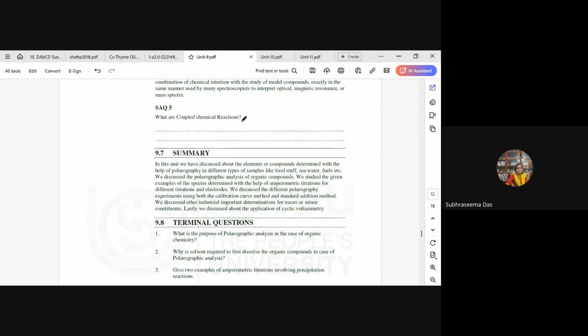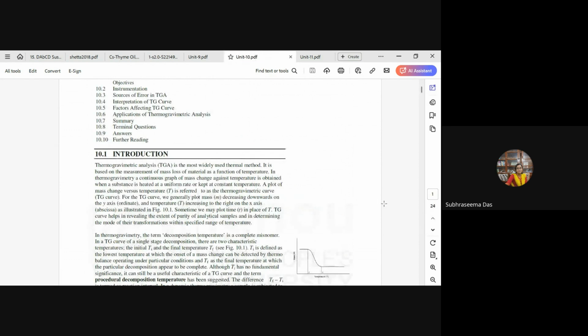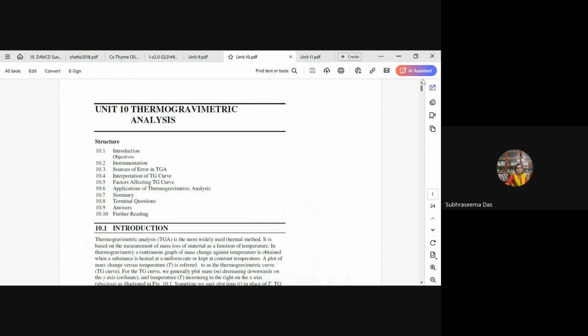So in summary, we discussed polarography, the applications of polarography, and also the different steps of measurements involved in voltammetry and cyclic voltammetry. So with this we finished this unit. The next unit is about thermogravimetric analysis. So we'll just take a break of 5 minutes and then start with this new unit.